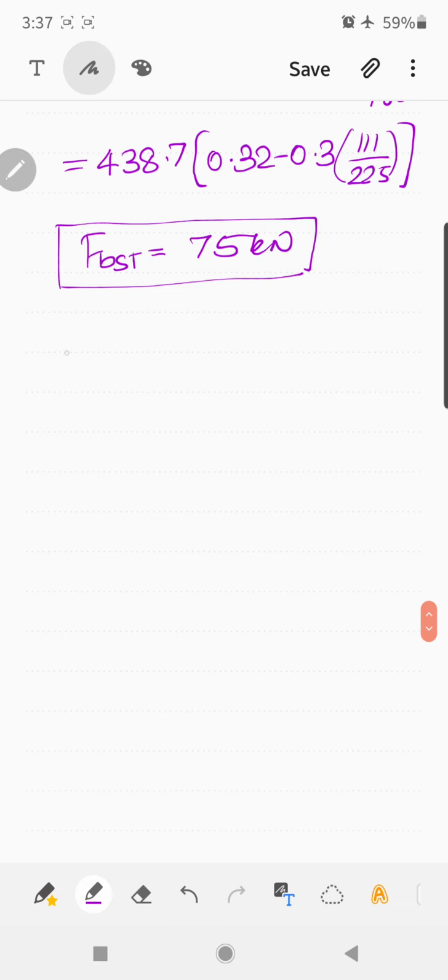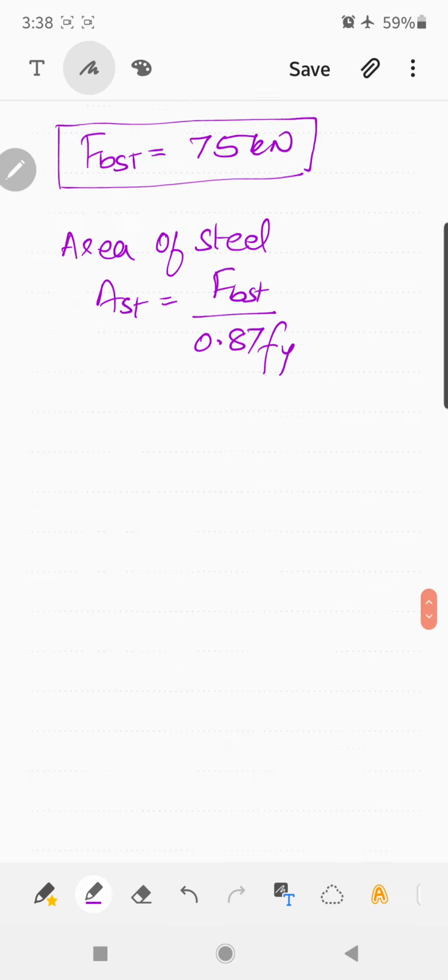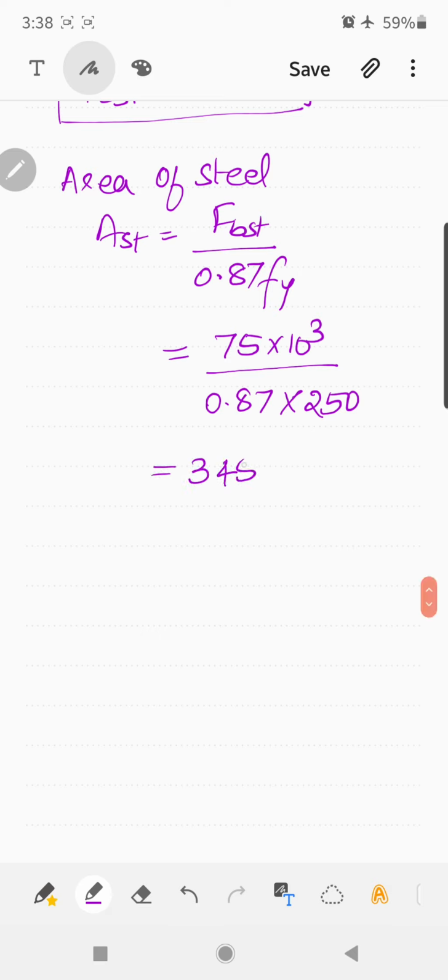Now with this FBST you can calculate the area of steel. Area of steel AST is equal to FBST divided by 0.87 Fy. So FBST is 75 into 10 to the power of 3 in newtons, 0.87. Now Fy is not mentioned. If the Fy value is given to you, use it. If not, I am assuming it as 250. You can take HYSD also, HYSD 415. Calculate the area of steel. If I take 250, it is 345 mm square. This is the area of steel.